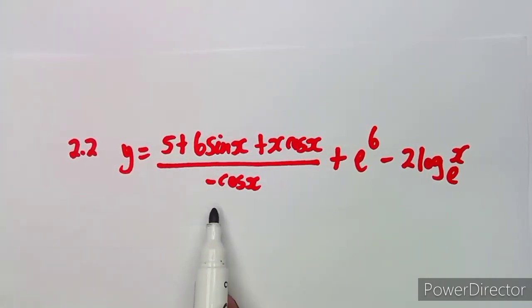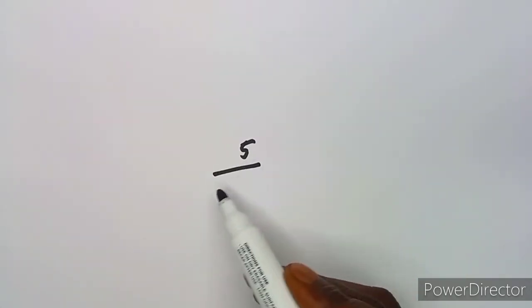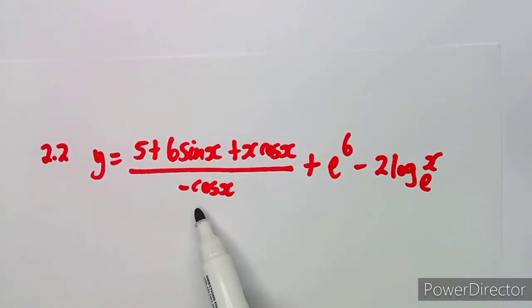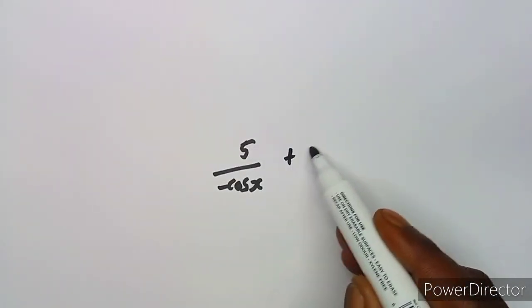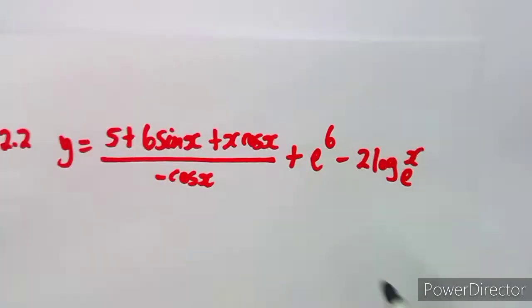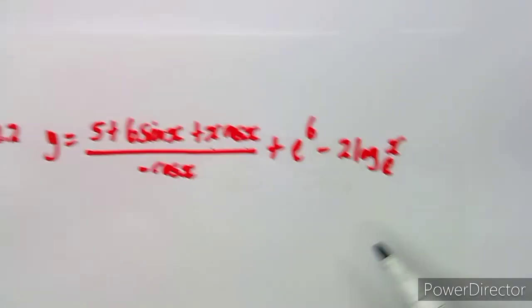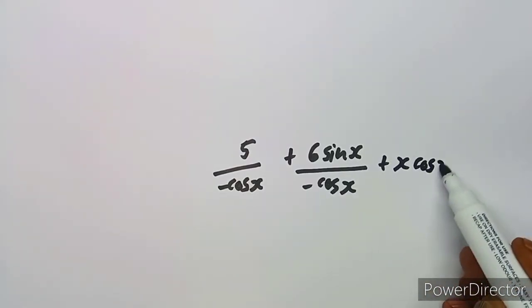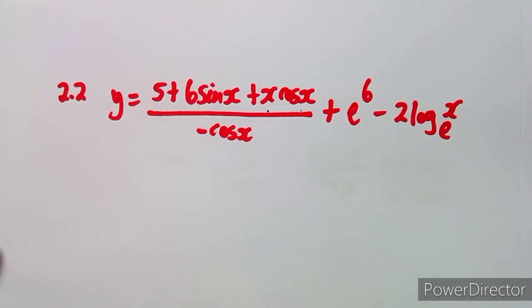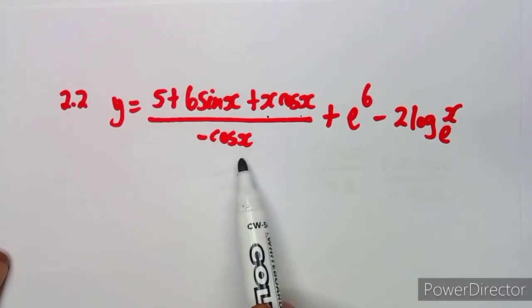So we are going to separate every term here. So it's going to be 5 over minus cos x. Okay, we separate 6 sin x over minus cos x. Everything we separate. So it's going to be plus 6 sin x over minus cos x, then x cos x over minus cos x, like this. So we had to separate each and every term there, guys. So if we separate them, what are we going to have? Remember, this is the only part that we are working with here, the first part.